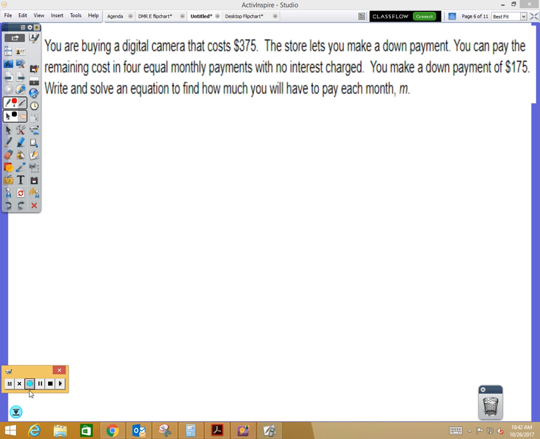So let's say I said you don't need to write an equation. I just want to know how much you need to pay each month. Could you do that? All right, so tell me, let's go through that process. Let's not worry about an equation. Let's just go through the process of actually figuring out how many months it's going to take us to pay off this camera. What do you think I should do? Tell me.